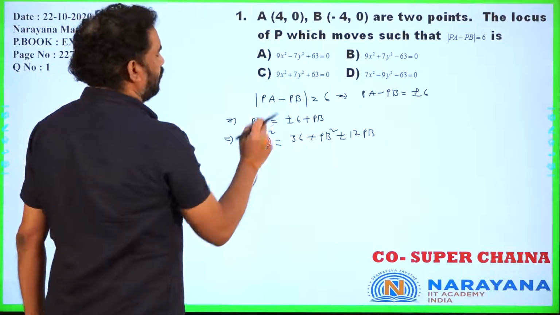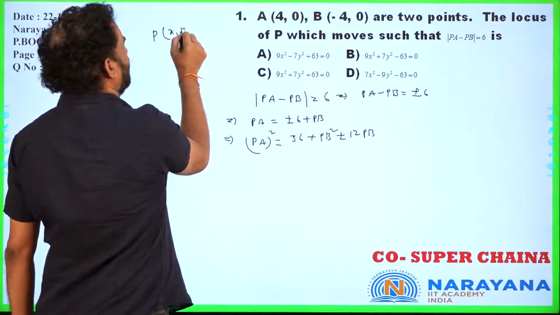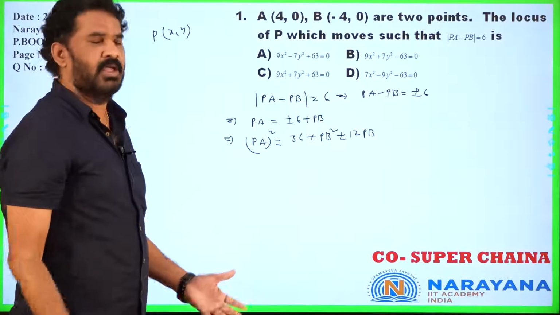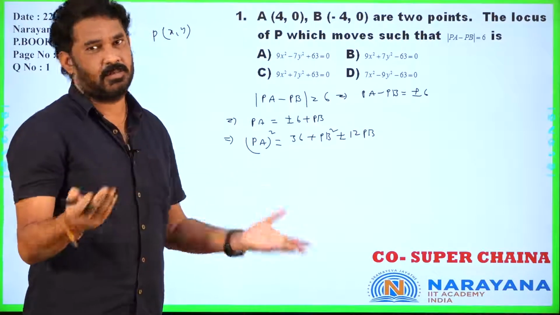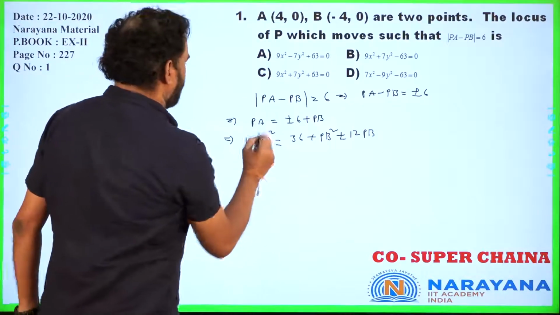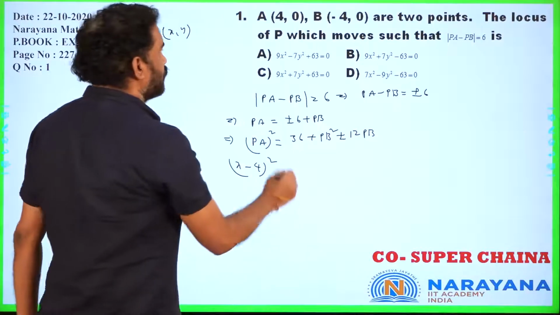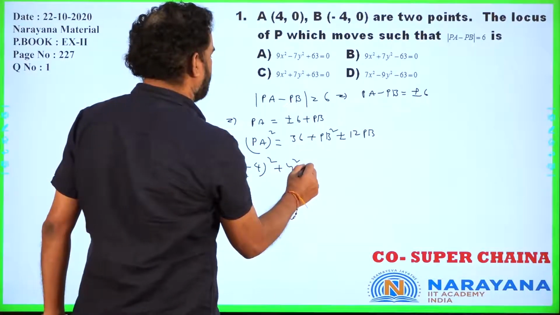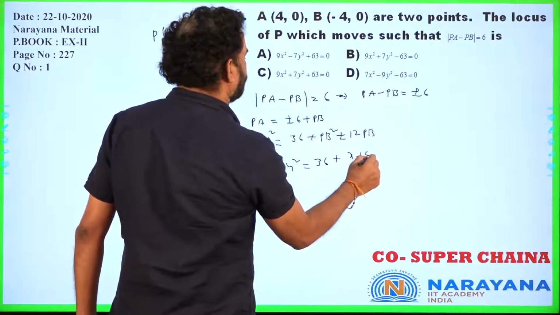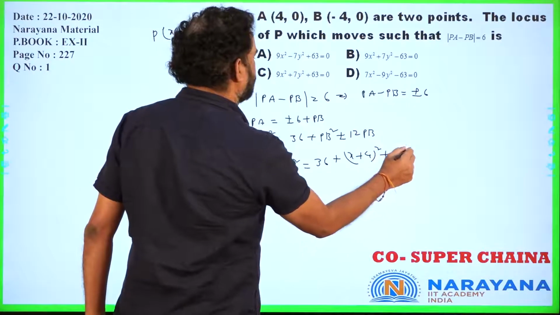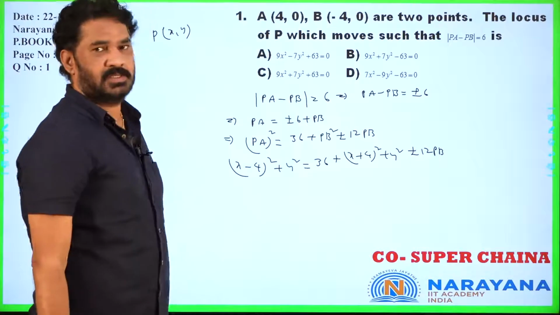So what is PA square? P is (x, y). So what is the point P? You can take (x, y) or (h, k) also. If you take (h, k), finally you have to replace (h, k) with (x, y), obviously. So PA square, which is (x minus 4) whole square plus y square, is equal to 36 plus PB square, (x plus 4) whole square plus y square, plus or minus 12 PB.